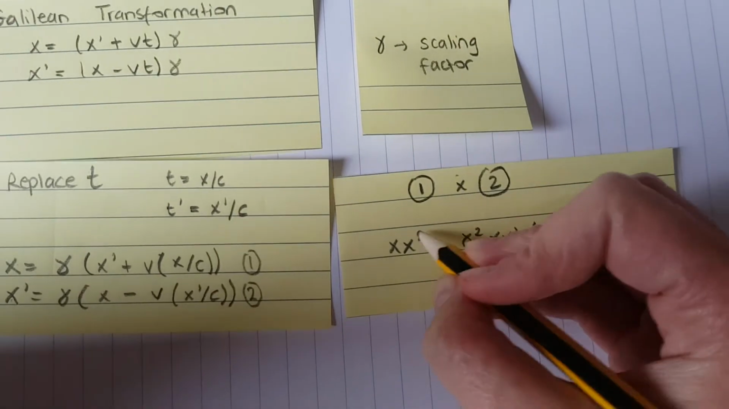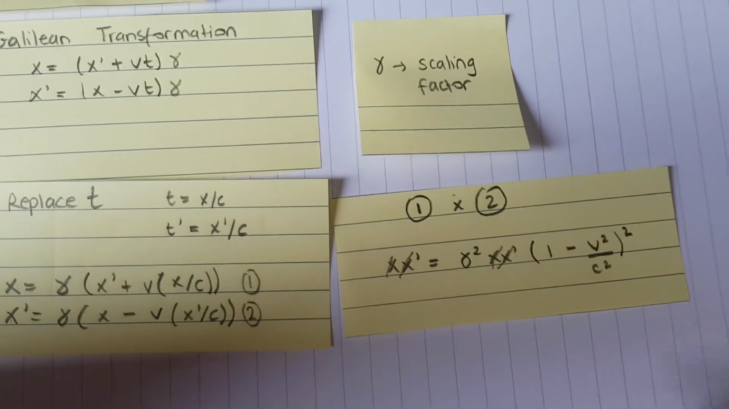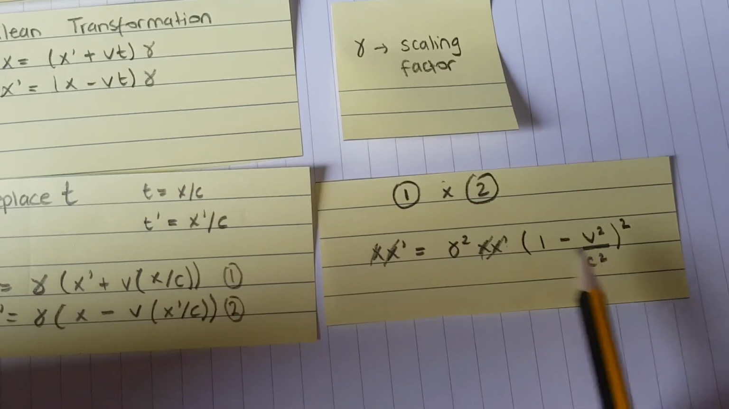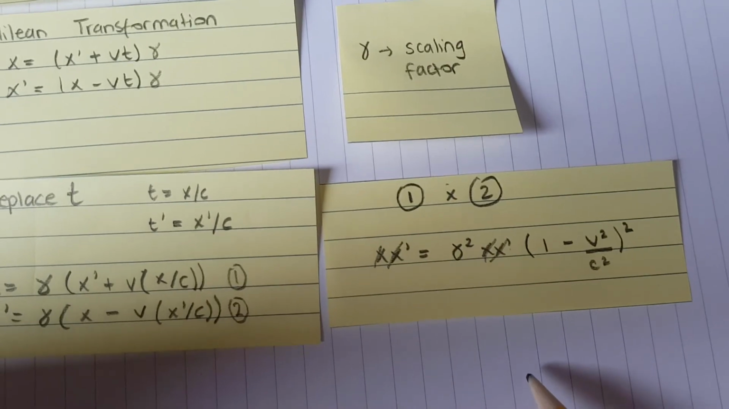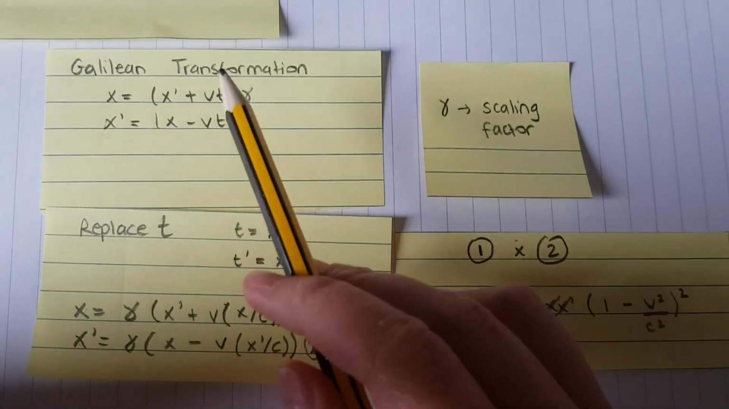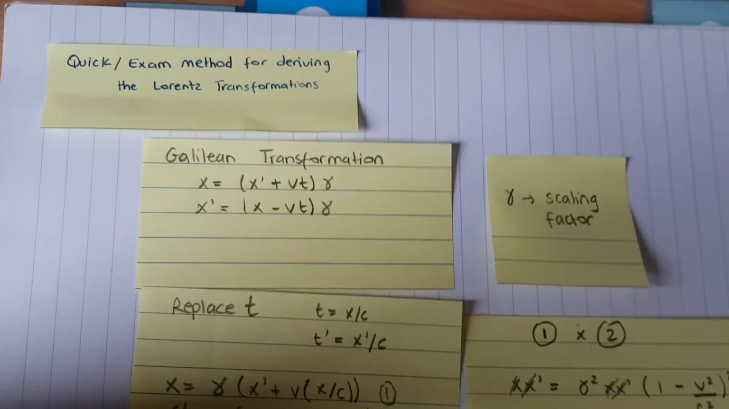It's very simple. You can cancel these out because they're the same on both sides. Both of those, cancel them out because they're the same on both sides. And if you rearrange this equation and do a square root, you get what you know for gamma. Perfect. And you've proved what gamma is, and these become, instead of Galilean, Lorentz transformations.